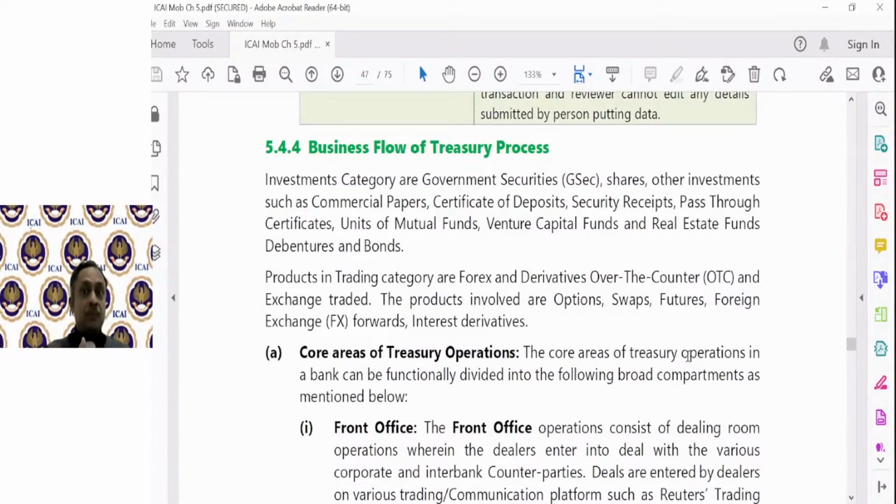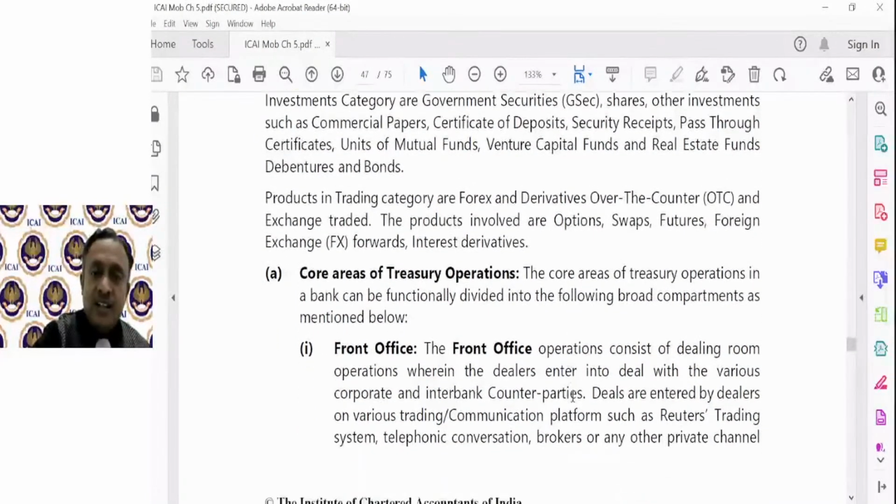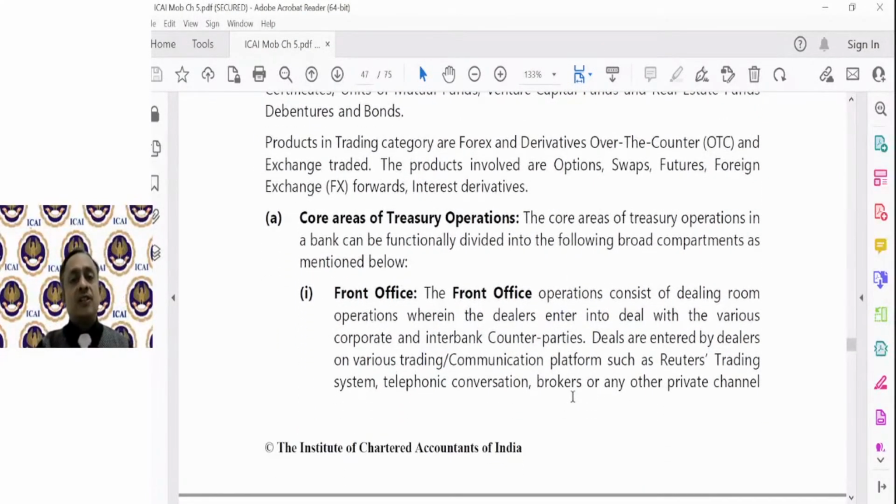Just for the sake of remembrance, please understand we talked about two ratios, SLR and CRR. SLR is the statutory liquidity ratio. Bankers have to invest a specified percentage of their time and demand liabilities into specified investments. One of the investments given in the head is government securities. So SLR investments also give birth to the treasury income of the banker. Okay, so the core areas of treasury operations in a bank can be functionally divided like that. This is for understanding purposes.